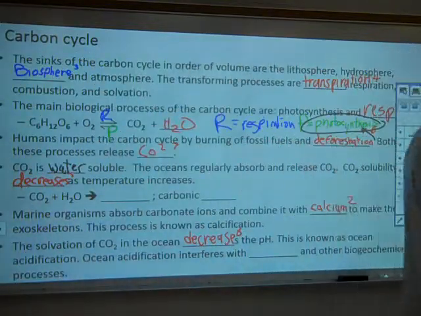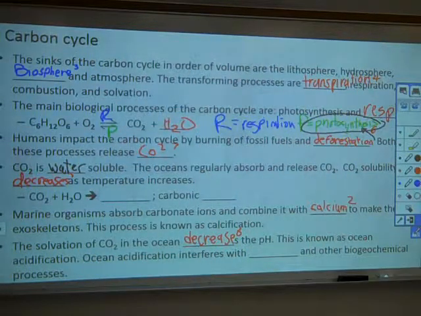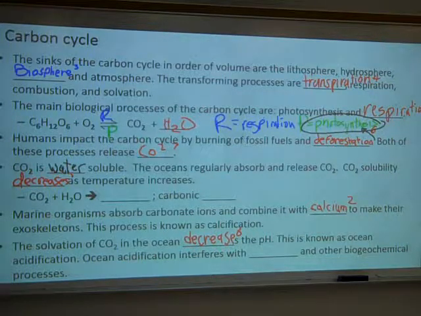And if you've ever drunk a soda, which is short for sodium bicarbonate, you've experienced this. That's what the bubbles are, CO2. Carbonated beverages are carbon dioxide dissolved in water.